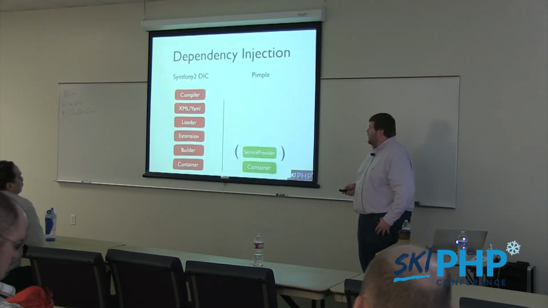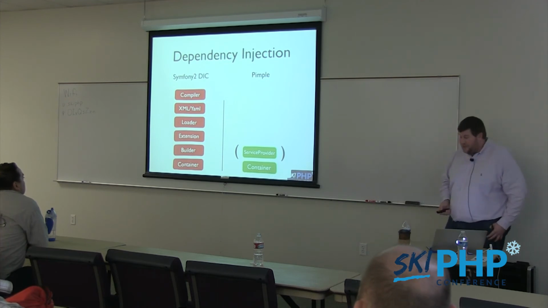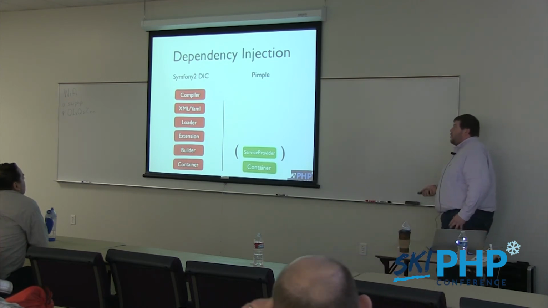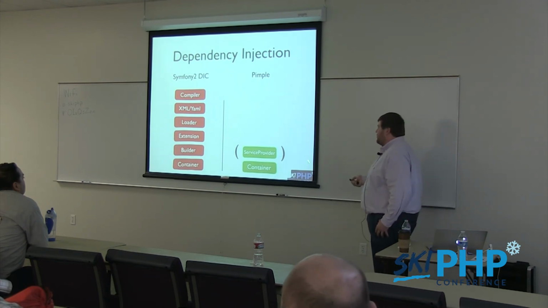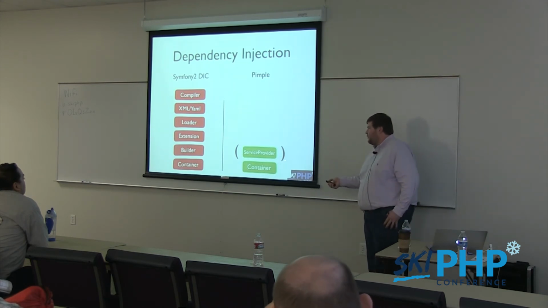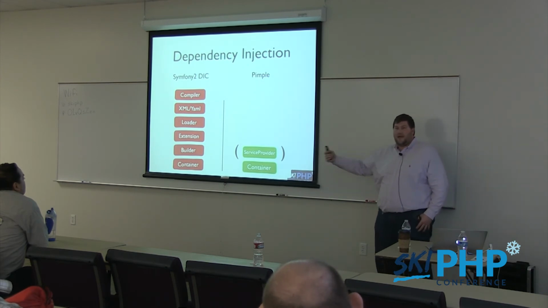So here we're going to take the Facebook SDK and integrate it with a Silex application. Symfony 2 has a very powerful dependency injection container. Pimple is very lightweight. All it tries to do is show you how to register service providers and be a container itself. So how do I register a service and how do I access a service?